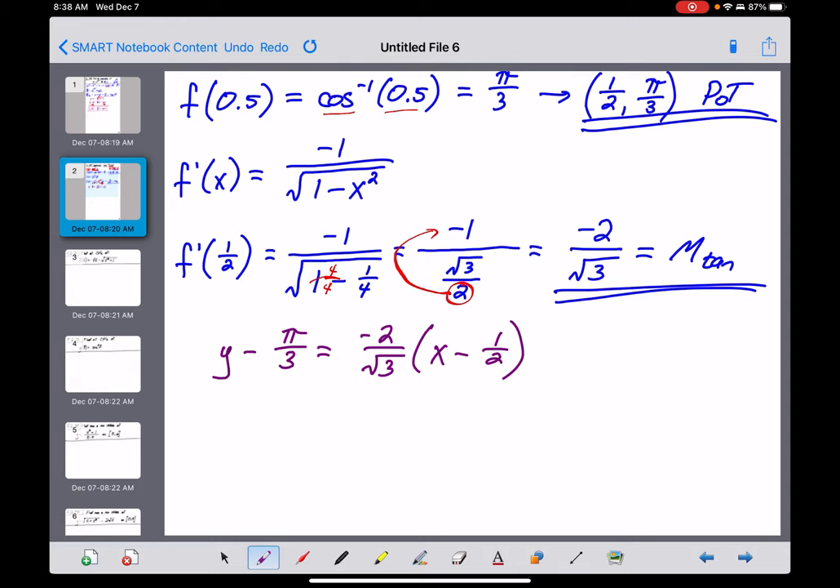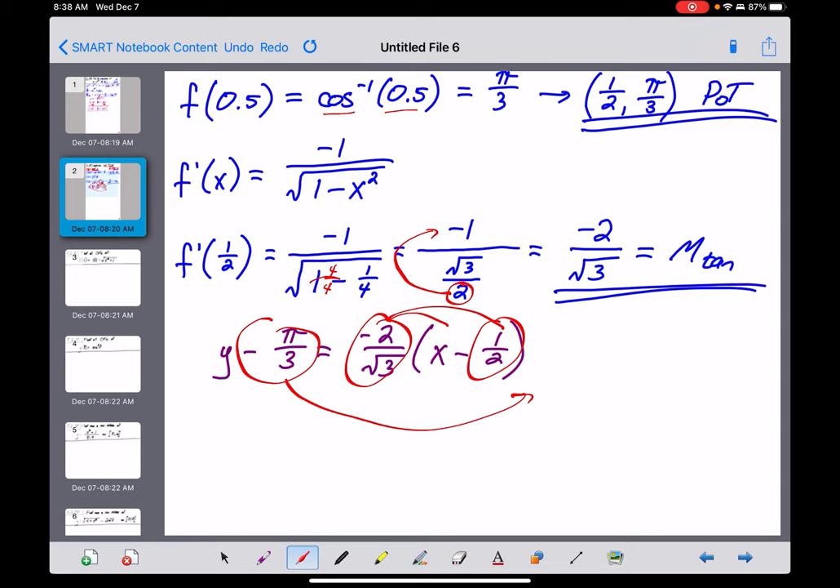We want this in slope intercept. Normally what we would do here, guys, is we would distribute the slope in there, but something bad is about to happen. This times this is going to be pretty ugly. We're going to end up with what? A positive, okay, the 2's will cancel, 1 over root 3. Our next move then is going to be to add this pi over 3 at the end. Well, 1 over root 3 and pi over 3 are not like terms that we can combine right there.